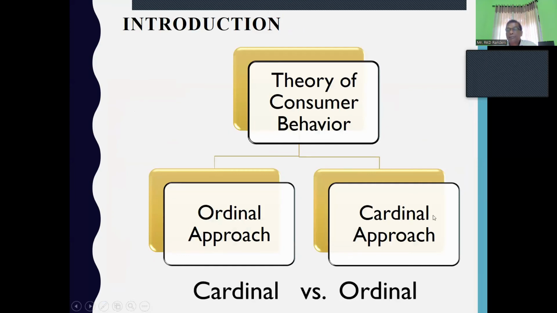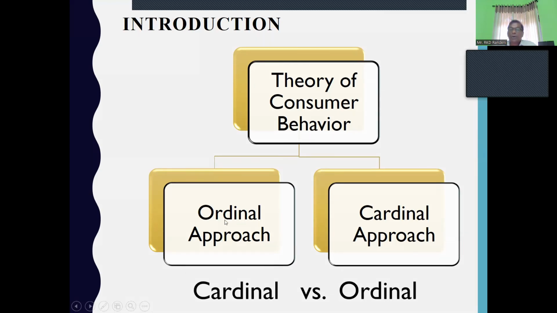Cardinal means you can measure utility by using cardinal numbers 1, 2, 3 like that. The utility can be measured. That is the cardinal approach. Already we discussed the law of diminishing marginal utility, how to derive the demand equation and demand curve, what TU and MU are graphically. Then the equimarginal utility theory, where the consumer consumes more than two commodities, and how to calculate the equilibrium commodity bundle.